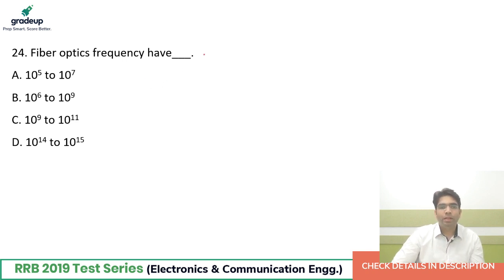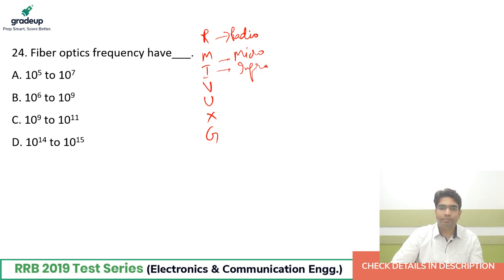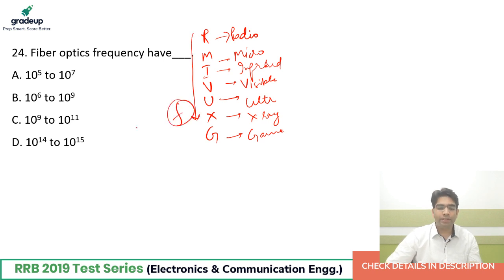Remember this band. R M I V U X G. Radio waves, microwaves, infrared, visible, ultraviolet, X-ray, and gamma ray. It is in order of increasing frequency.